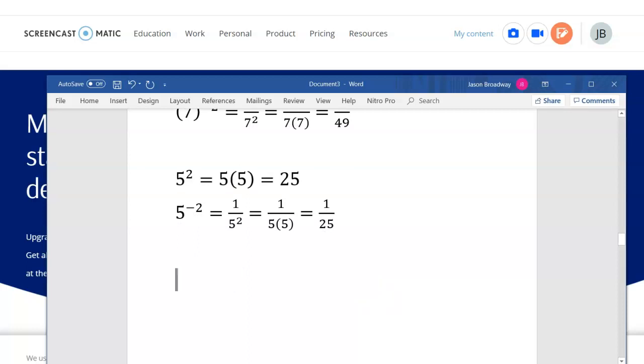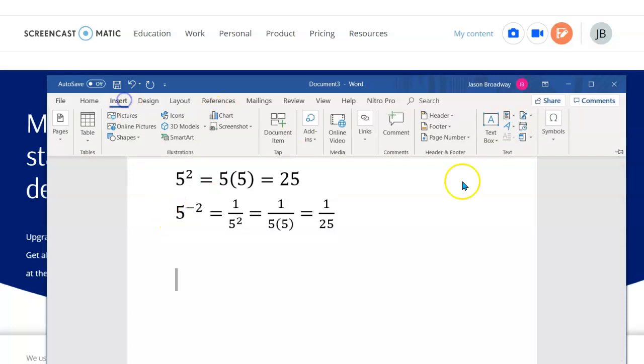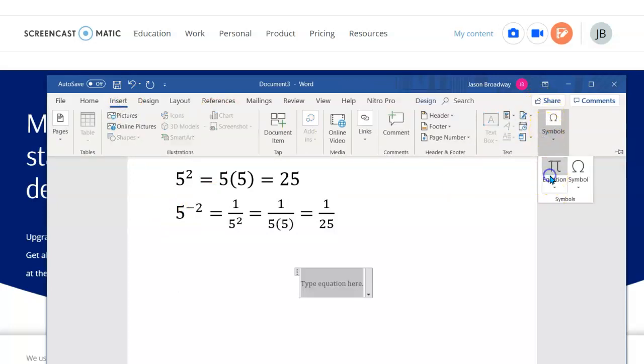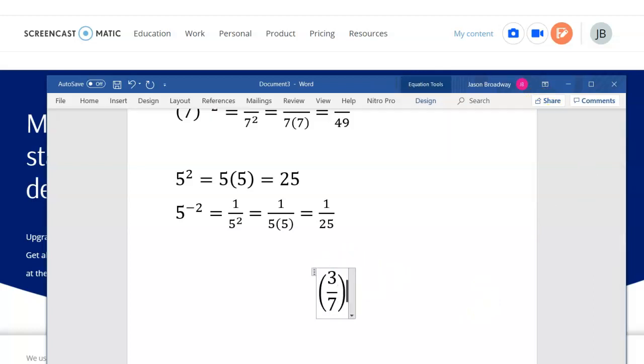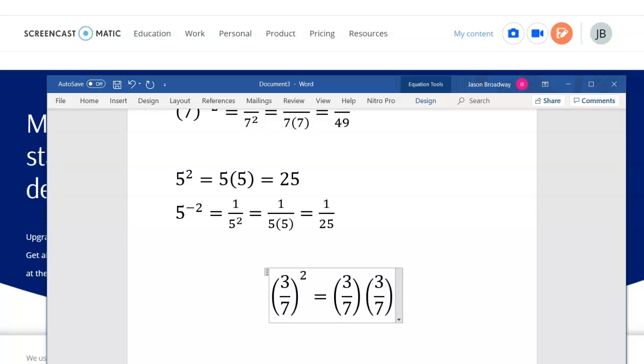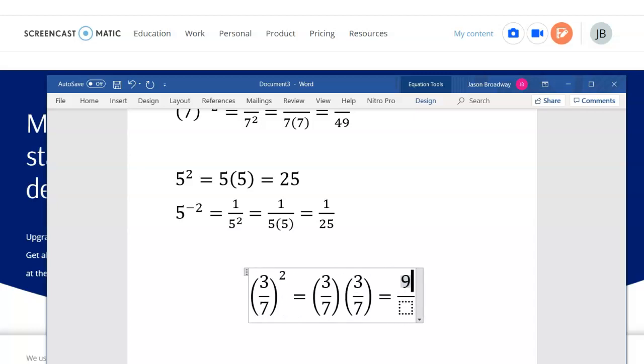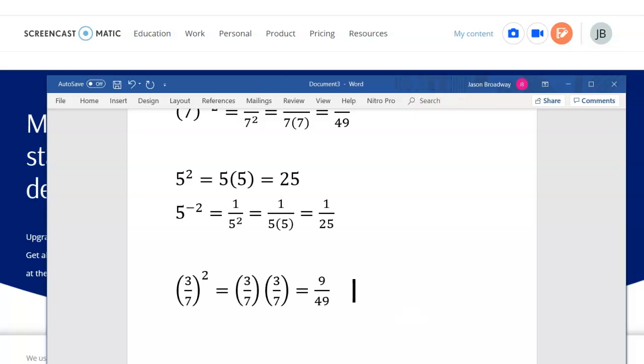So that opens up a big door. I'm down to my last 2 minutes, but you can do fractions. Let's say I had 3/7 to the 2 power. Well, that's going to be 3/7 times 3/7. Remember by the law of fractions, you multiply top times top and bottom times bottom. 3 times 3 is 9, 7 times 7 is 49.